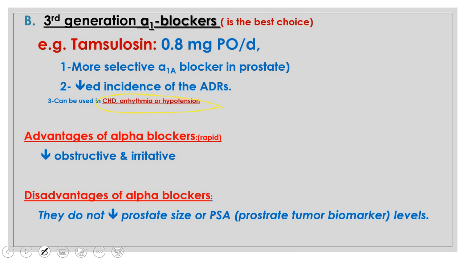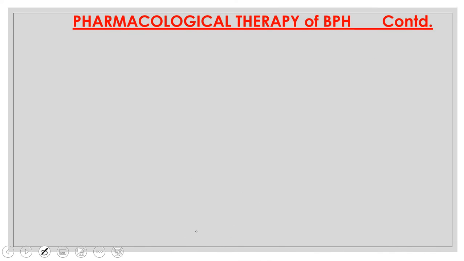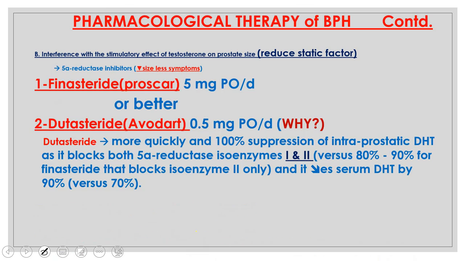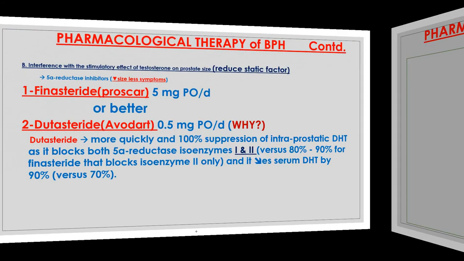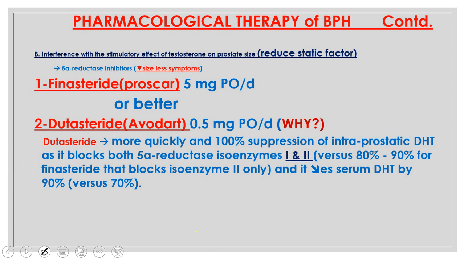And remember, alpha blockers do not decrease the prostate size, but they do help in micturition by relaxing the tone of the vessels of this urethra. So for pharmacological therapy of benign prostatic hypertrophy, you can interfere with the stimulatory effect of testosterone on the cells of the prostate.